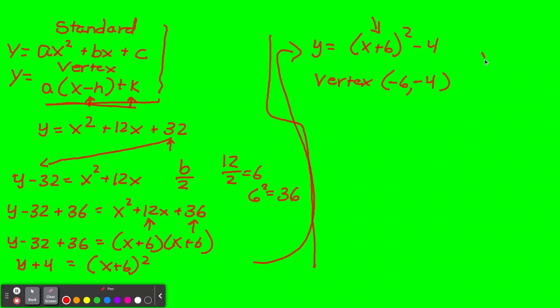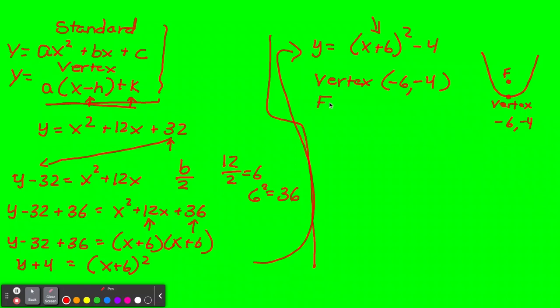So when this parabola curves like this, the minimum point will be the vertex. In this case, we know that wherever this is on the coordinate grid, it's going to be negative 6, negative 4. And we know the focus is above it. That's the focus. And the directrix is below it.